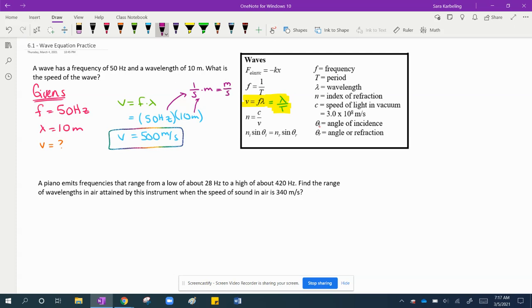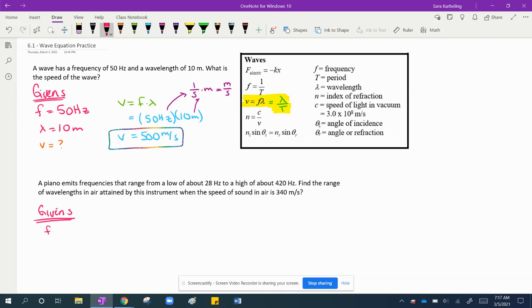All right, let's take a look at the second question here. It says, a piano emits frequencies that range from a low of about 28 hertz to a high of about 420 hertz. Find the range of wavelengths in the air attained by this instrument when the speed of sound in the air is 340 meters per second. So we're going to approach it the same way we did the last one. Start off with our givens. This one gives a range, which makes it a little bit more interesting. It's really just secretly two problems in one.